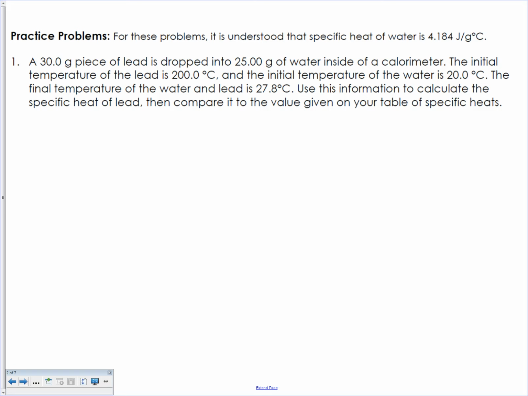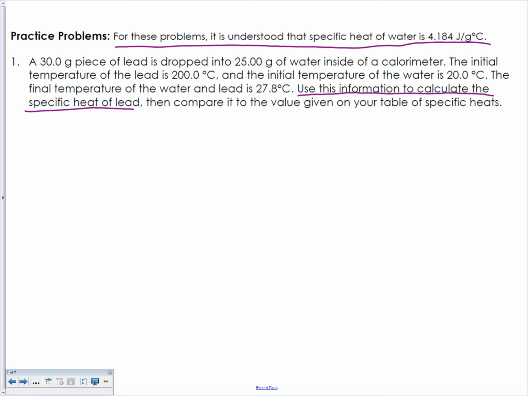Okay, if you've had a second to look at it, you should see that it says here at the bottom, use this information to calculate the specific heat of lead. Then it says to compare it to the value of the specific heat given on your specific heat tables. The other thing is, for these problems, it's understood that the specific heat of water is 4.184 joules per gram degree Celsius. So we'll be using that a lot, as I said.